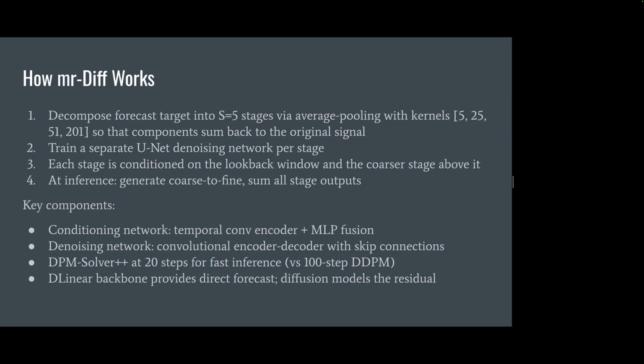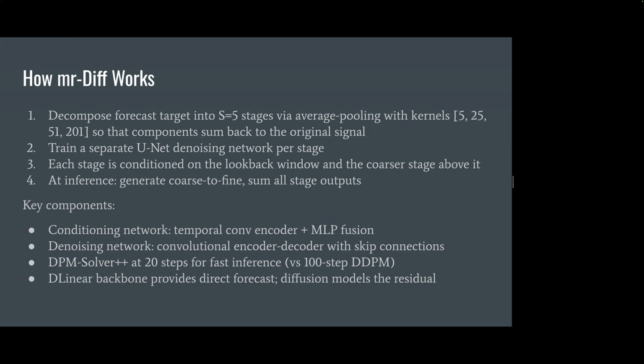So with how Mr. Diff works, like Karthik just said, it decomposes the forecast range into 5 stages via average pooling with these given curves here on the slide, so the components could sum back into the original signal. As you'll see throughout the presentation, S will be the denotation for stages. Then it trains a separate U-Net denoising network per stage. Each stage is conditioned on the look back window and the coarser stage above it. At inference, it generates coarse to fine, so the diffusion process itself sums all stage outputs.